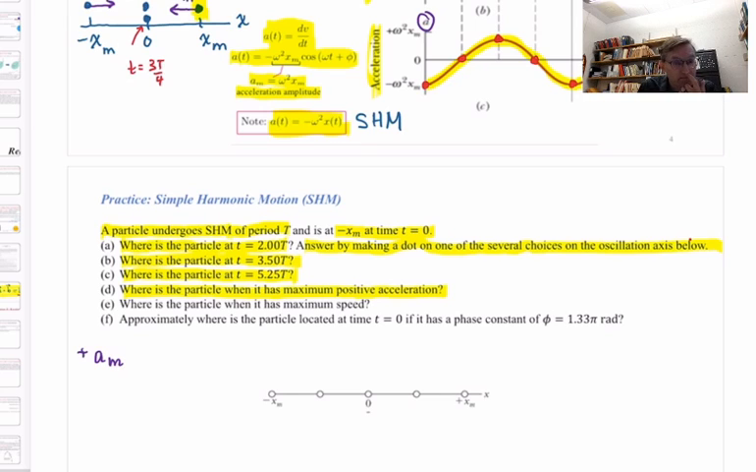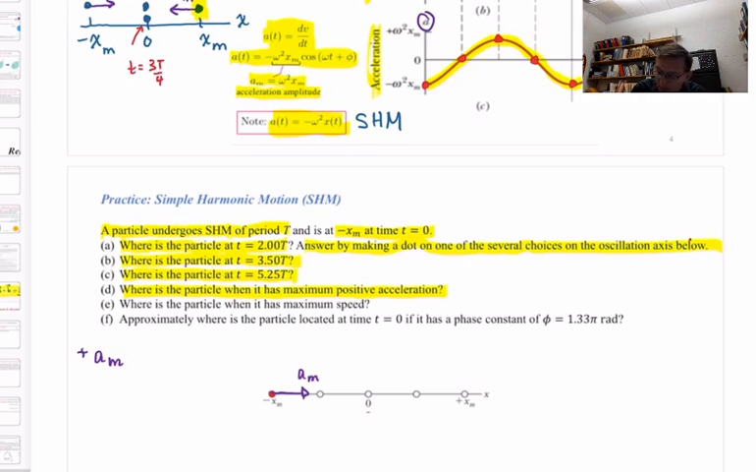Where is it? Be careful. Did you say right here at negative x max? I could even draw the A vector, the acceleration vector. We just drew it right up above, didn't we? When the particle is over to the left, it's got the spring most compressed, and the spring force is back to the right, so the acceleration's to the right. So the most positive acceleration is when it's at its most negative displacement.